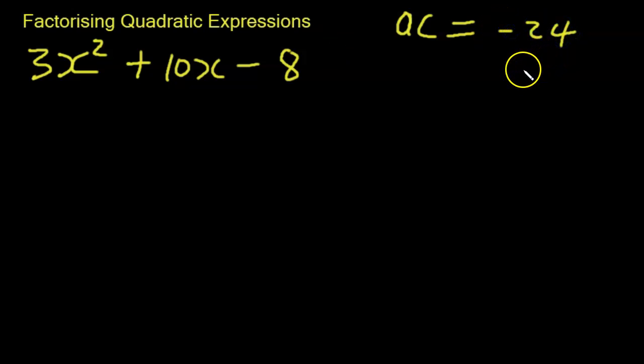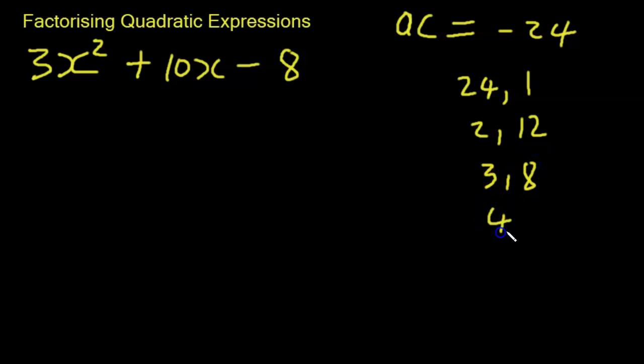So we write down all the pairs of values that multiply to give 24. So 24 times 1, 2 times 12. All these numbers multiply to give 24. 3 times 8. Any other? 4 times 6. Now, which of these sets of numbers can we add or subtract to get 10? Well, we can add the 4 and the 6 to get 10.